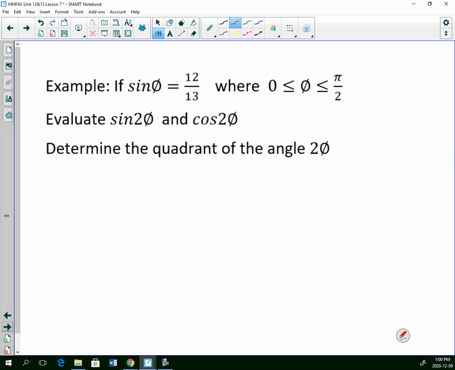Okay, so here's a similar one. So this one says sine theta is 12 over 13. So that's the opposite side and the hypotenuse, and theta is in quadrant 1. So theta is in quadrant 1, and we are given 2 sides of that triangle. We would find the missing side.